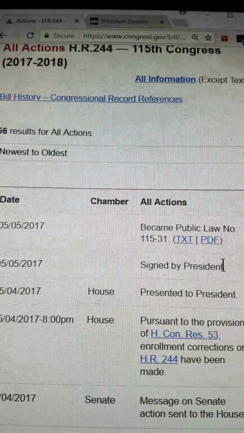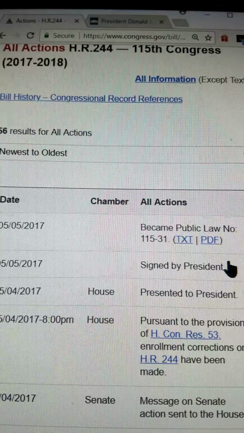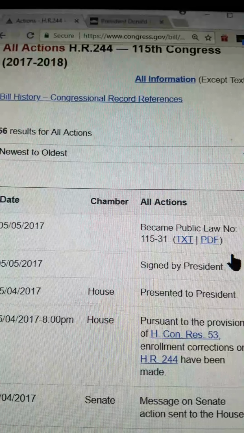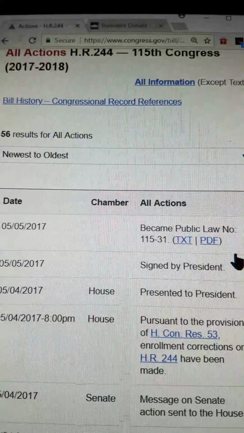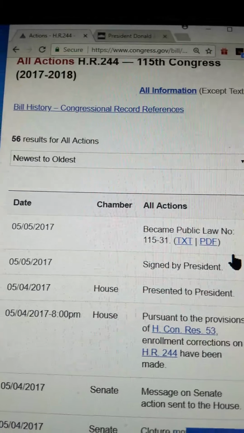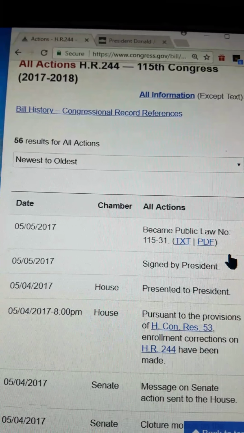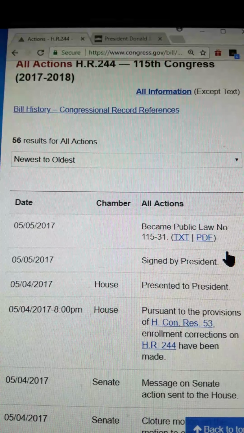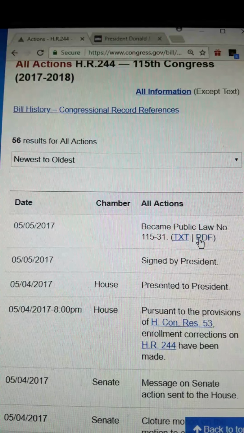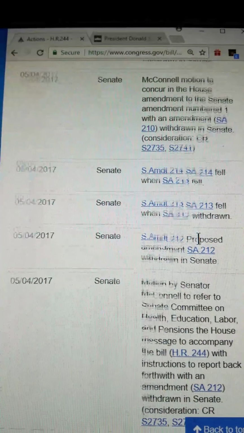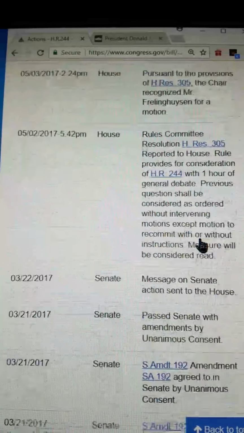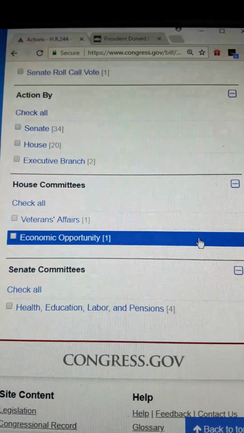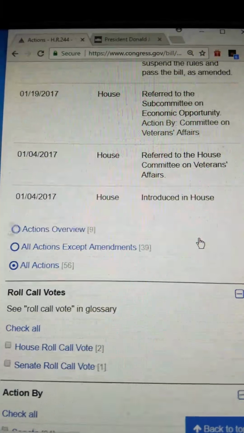Now, all of the actions up under here are basically from McConnell. They used him to put his name on a lot of this stuff. I want to show all of the actions, going back from the very beginning.